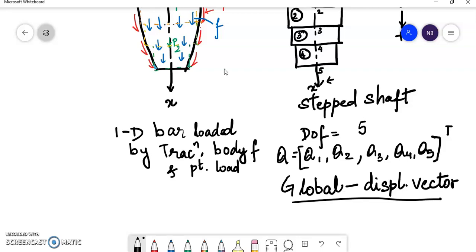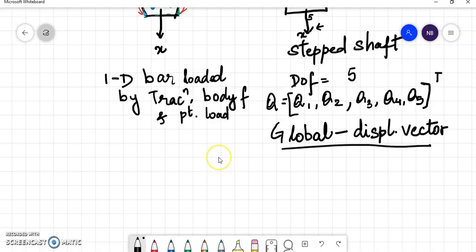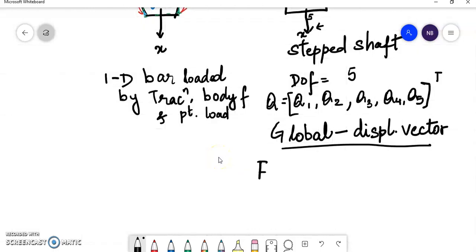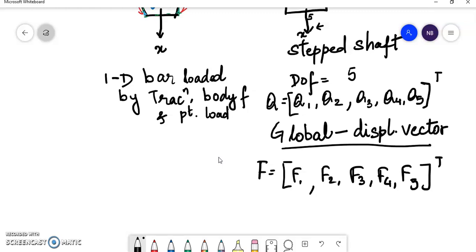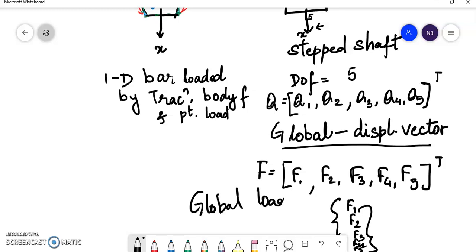So the global displacement vector is given by this equation Q, and the global load vector capital F is given by F1, F2, F3, F4, F5 transpose. Actually this should be in the form of a column, F1, F2, F3, F4, F5, like this. So this is the global load vector. We'll continue in the next video.